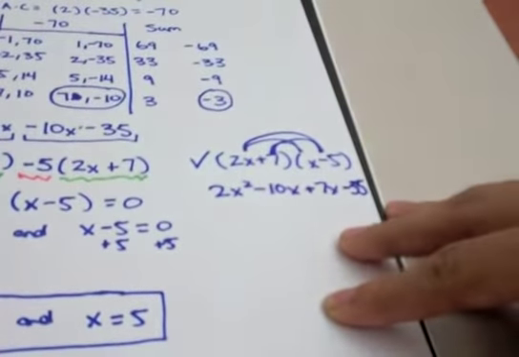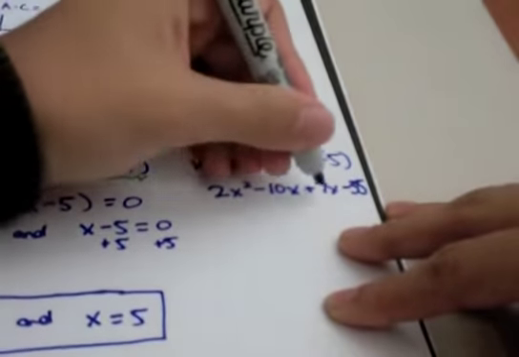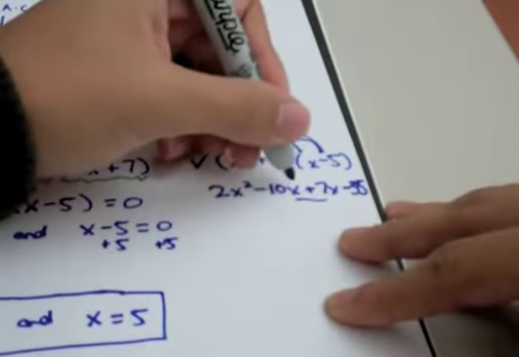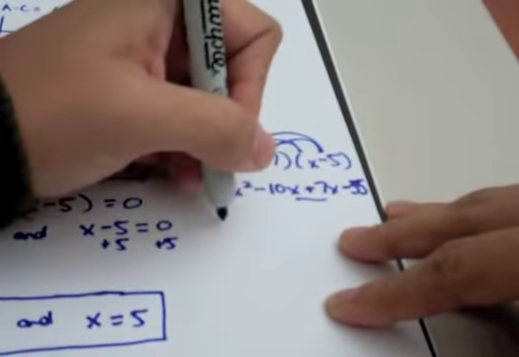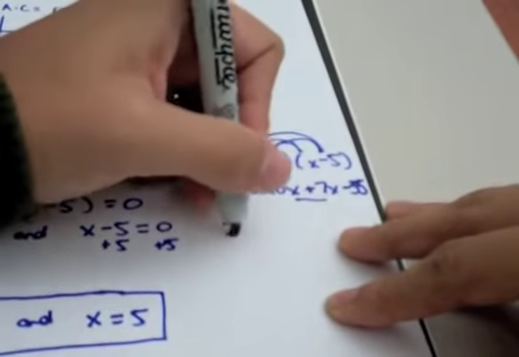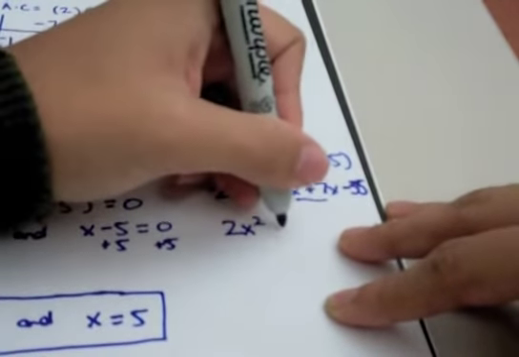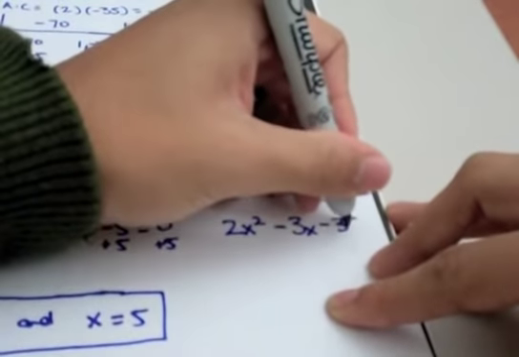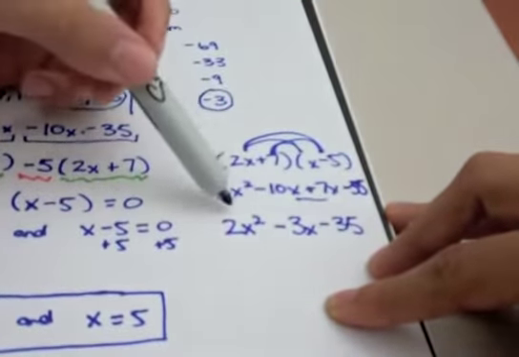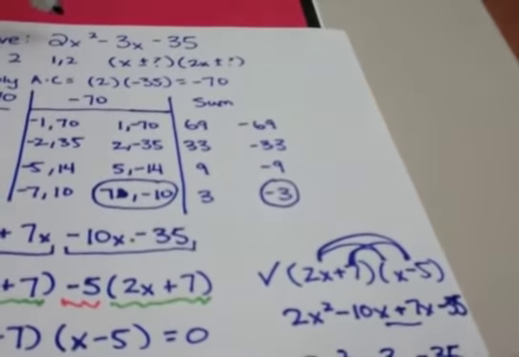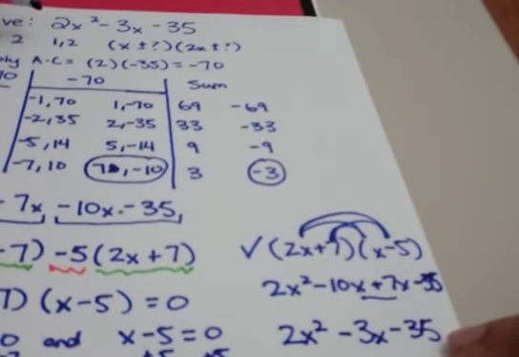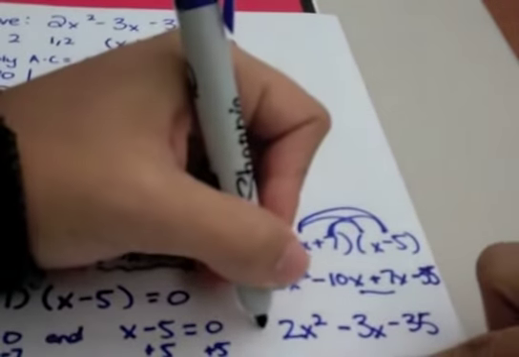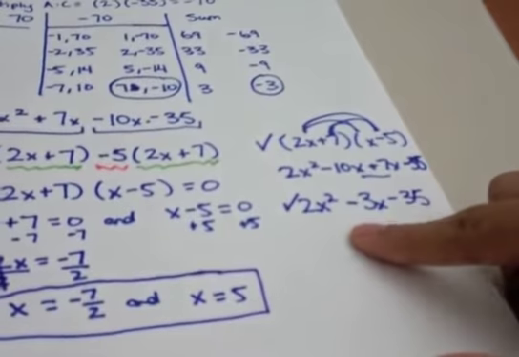I apologize, I'm trying to squeeze it in there. Combine our like terms. Negative 10x plus 7x is negative 3x, so bring our 2x squared down, minus 3x, and bring our 35 down. And this looks very similar. Actually, it's exactly that. So we know that our answer checks. And we're done.